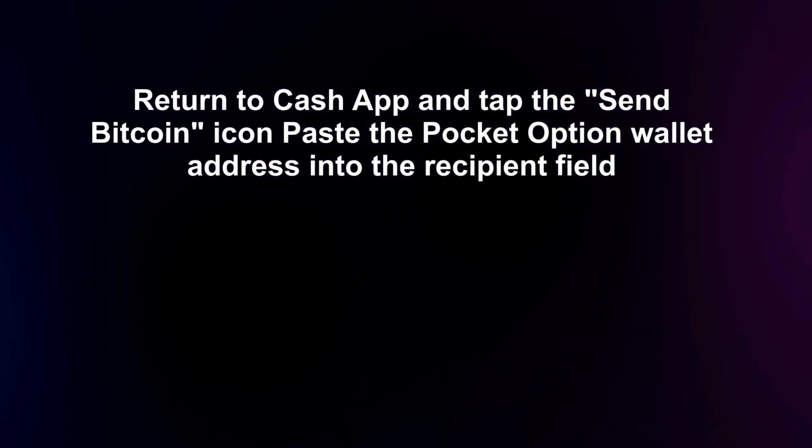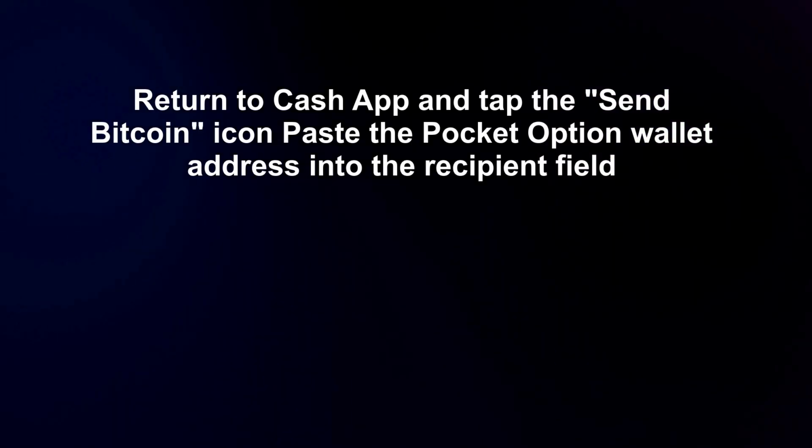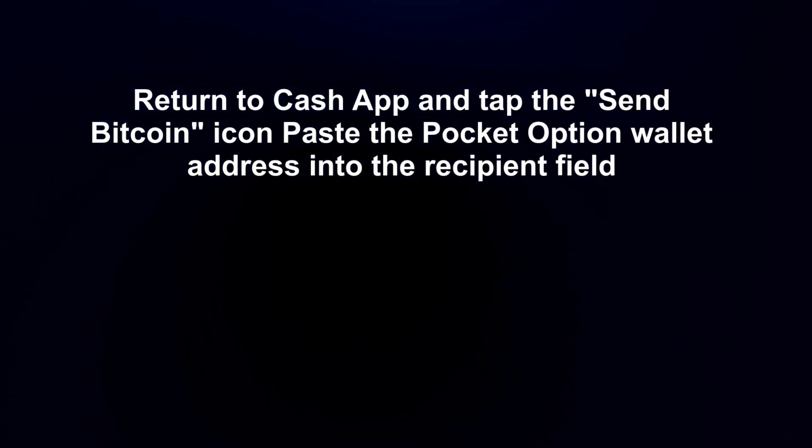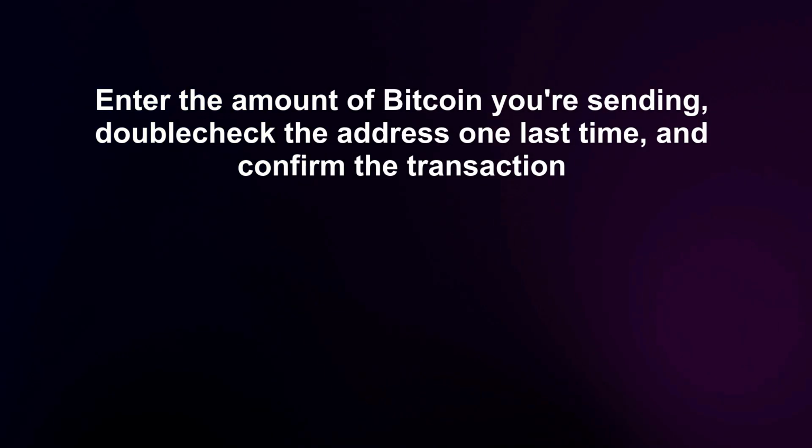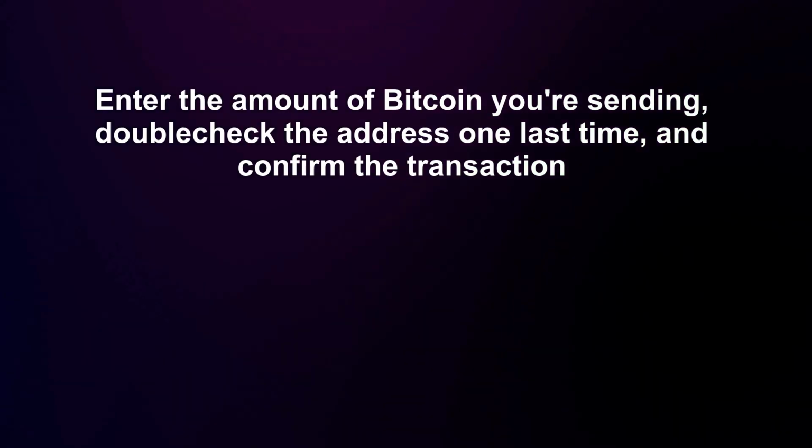Return to Cash App and tap the Send Bitcoin icon. Paste the Pocket Option wallet address into the recipient field. Enter the amount of Bitcoin you're sending. Double-check the address one last time and confirm the transaction.